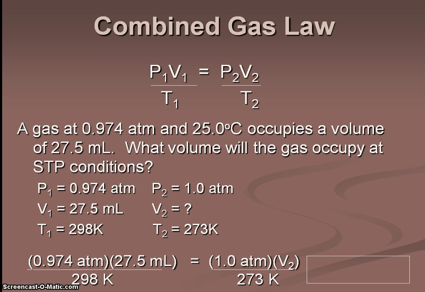So here's our equation, and probably the best way to do it is to cross multiply. So you would do 0.974 times 27.5 times 273 equals 298 times 1 times V2, and that'll get rid of the fractions for you. I want you to pause this video and type it in your calculator and make sure you're typing it in correctly. If you do it correctly, you should end up with 24.5 milliliters. So take a break for just a minute and see if you can get that correct, and then move on to the next one.